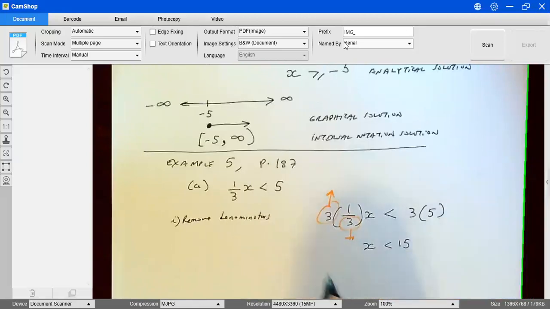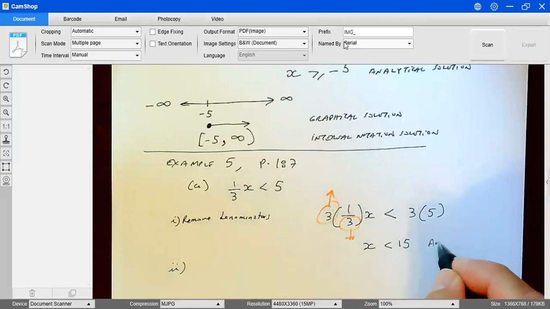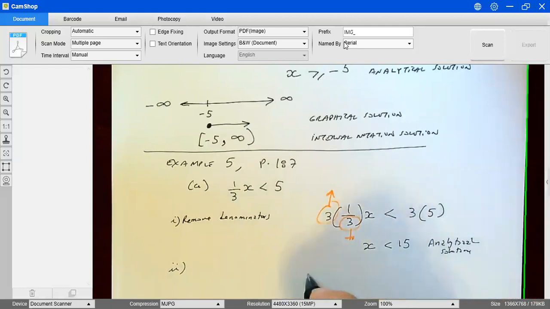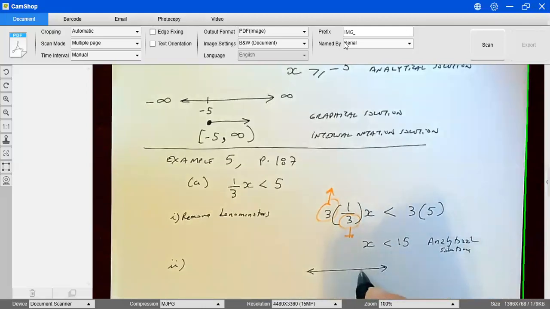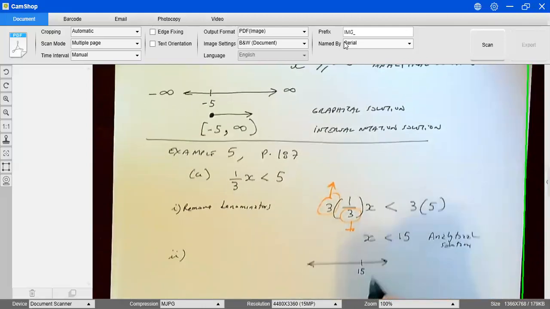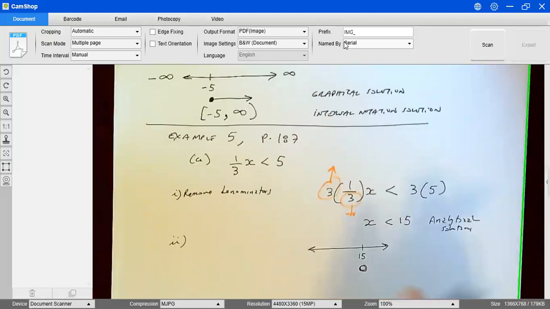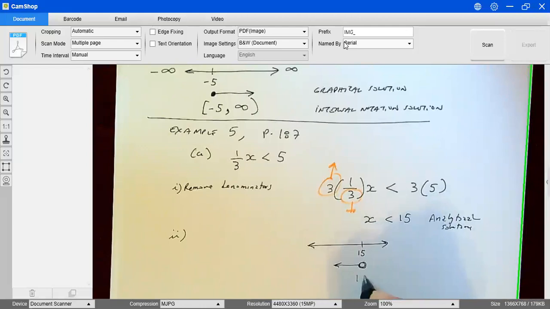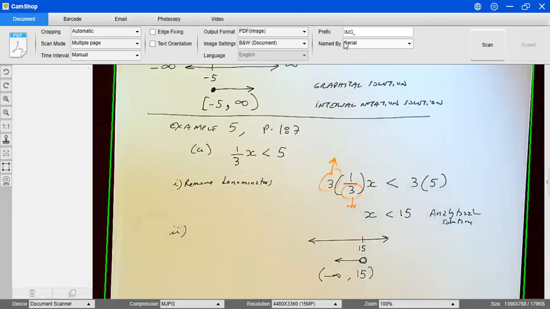So now the graphical solution. So this is the analytical solution. The graphical solution is going to be just my number line. I have 15 here, it's open, and goes to the left. So the interval notation is going to be negative infinity, 15, open.